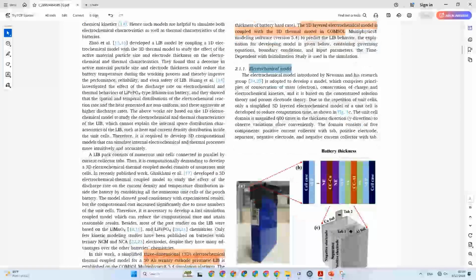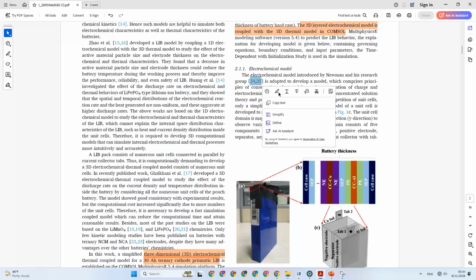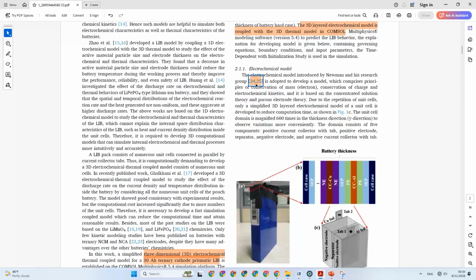The electrochemical model introduced by Newman and his research group, we must download it and read it, is adapted to develop a model which comprises the principle of conservation of mass, conservation of charge, and electrochemical kinetics, and it is based on concentrated solution theory and porous electrode theory.